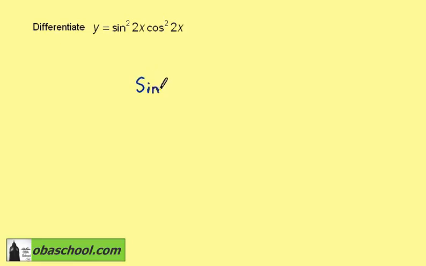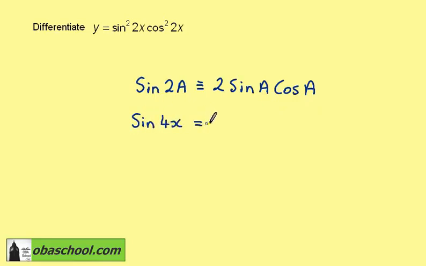We know that the sine of 2a is equal to 2 sine a times cos a. It follows that the sine of 4x is identical to 2 times the sine of 2x times the cosine of 2x. All we've done is say that a is equal to 2x.